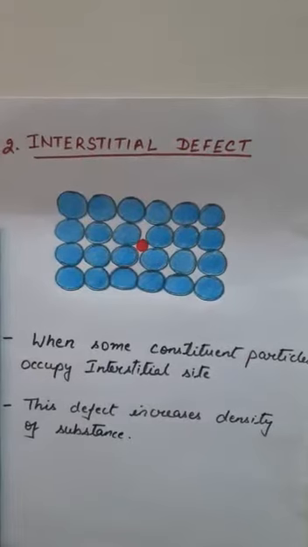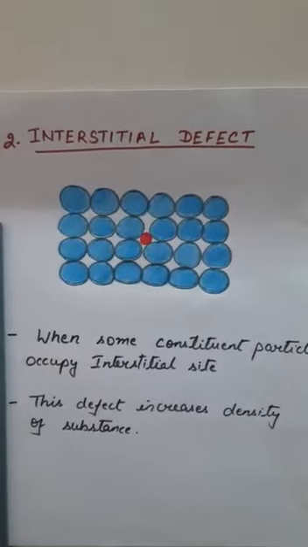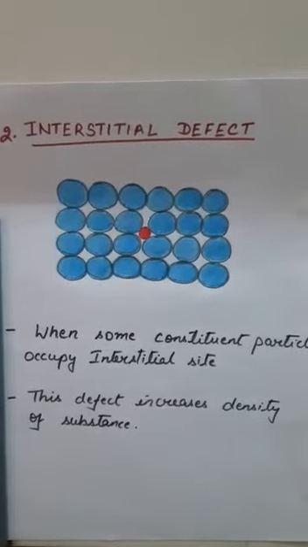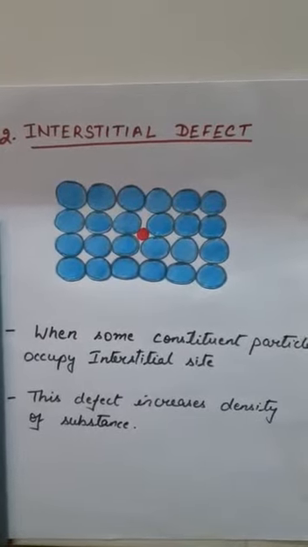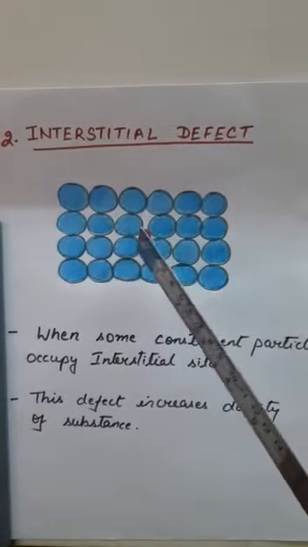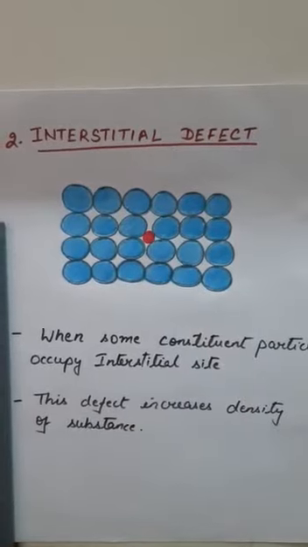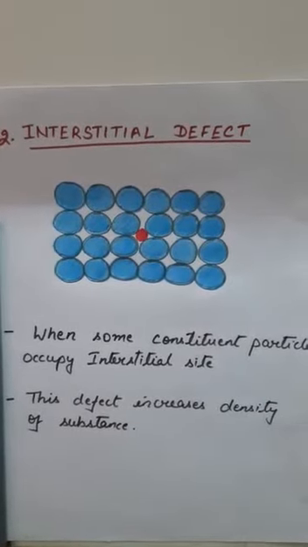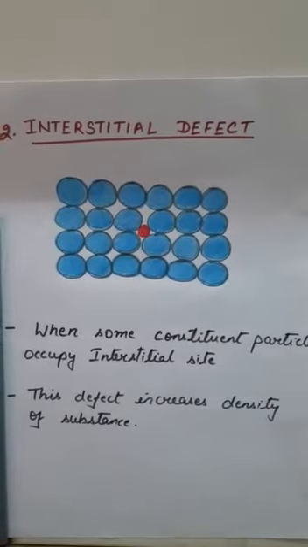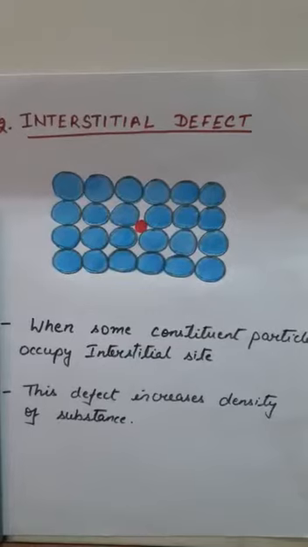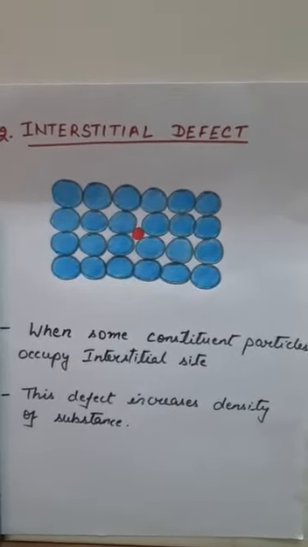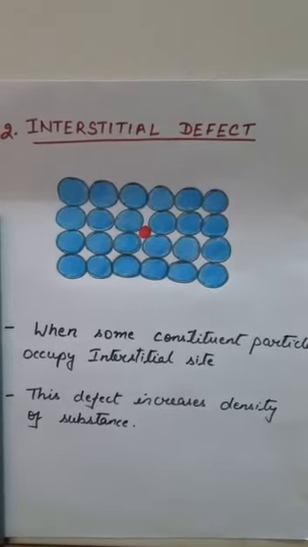Now, second type of stoichiometric defect is interstitial defect. Interstices word means the small gap present between the atoms. So, in this defect, small atom can occupy interstitial site. So, when some constituent particle occupy interstitial site, this defect arises. Now, due to this defect, density of the crystal increases because this is a foreign particle which comes from outside. So, overall density changes. It actually increases.